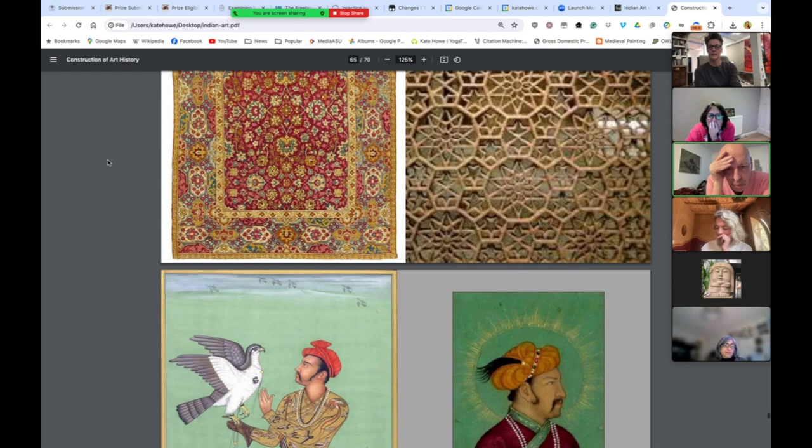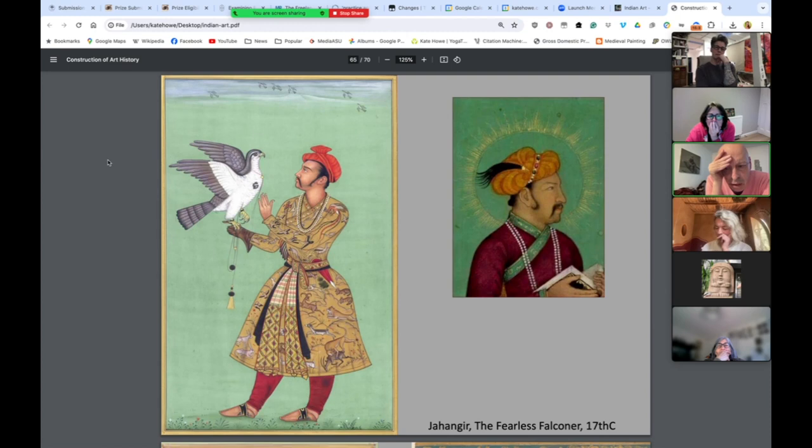This is Jahangir. There's a great collection of Mughal artifacts in the V&A. Wonderful miniatures and artifacts, jade and rock crystal vessels.